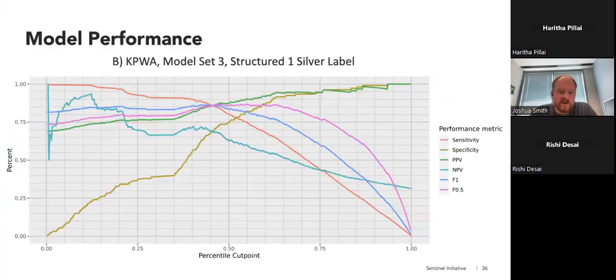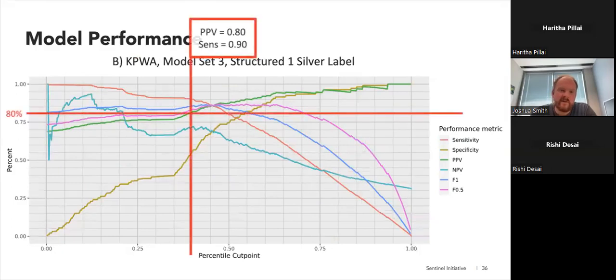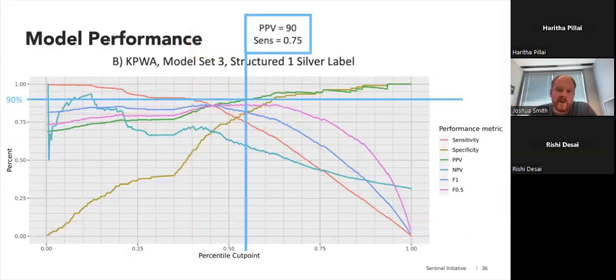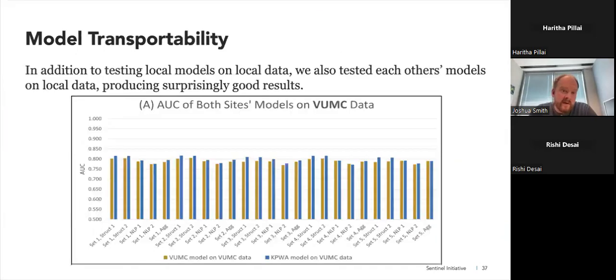At KP Washington, performance was a little bit different, but it was very similar in terms of how the graphs look. If you do 80% PPV, that gives you a 90% sensitivity on this graph. So at the 80% mark, wherever PPV achieves 80%, sensitivity is 90%. And if you wanted 90% PPV, that would give you a 75% sensitivity. So sensitivity drops as PPV increases, which is the relationship we would expect. Both sites performed very well.